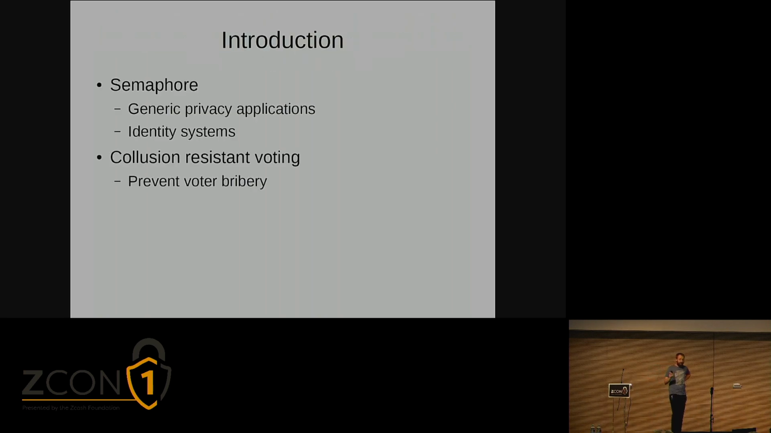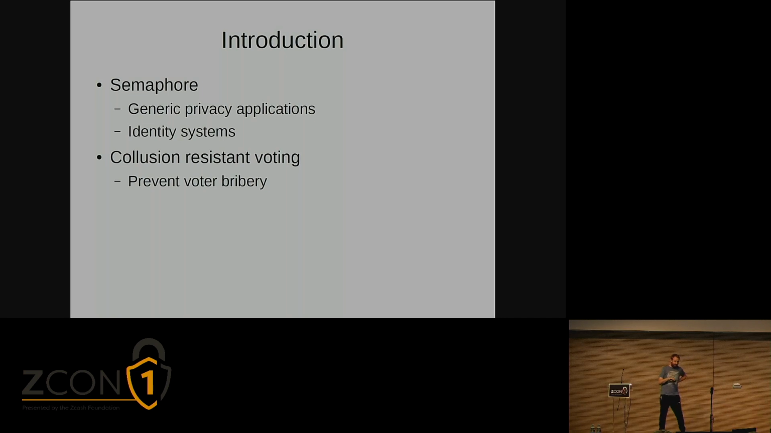So first of all, I'm going to talk about Semaphore and how we can use it to make generic privacy applications. At the moment, Zcash have this really cool circuit that you can use to make anonymous transactions. And this is really interesting, but we can also use the same system to do other things. So this is what we've been working on in Ethereum, and I'll talk about that a little bit.